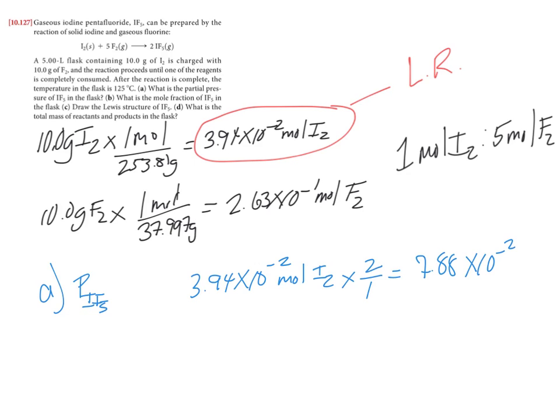We have moles, we have volume, we have temperature converted to Kelvin, and it's just a simple plug it into the ideal gas equation and solve for the partial pressure of IF5, and you should get 0.515 atm.